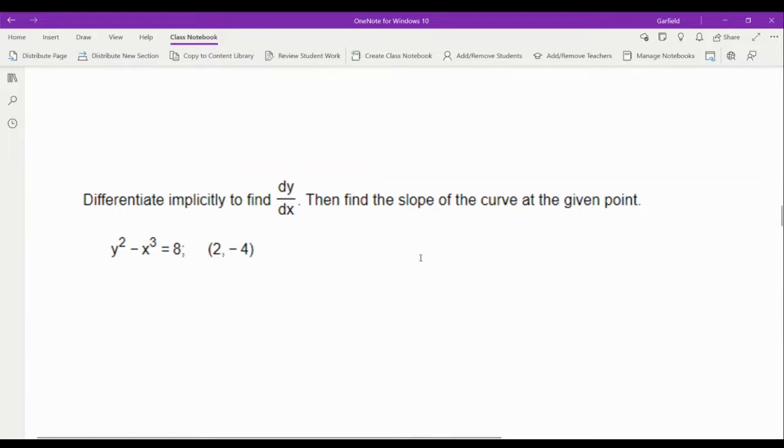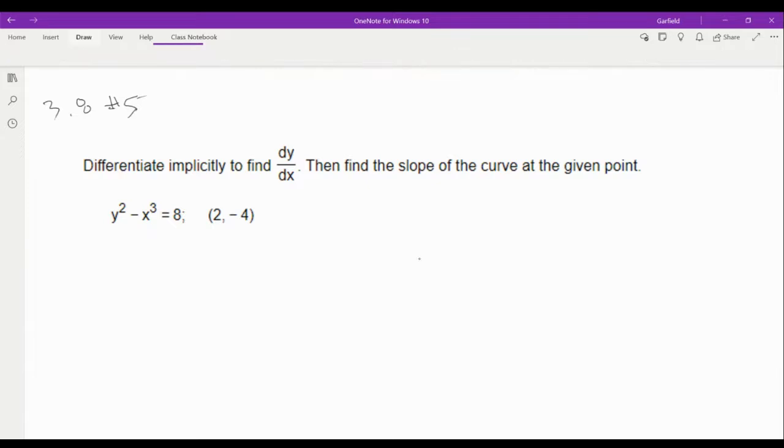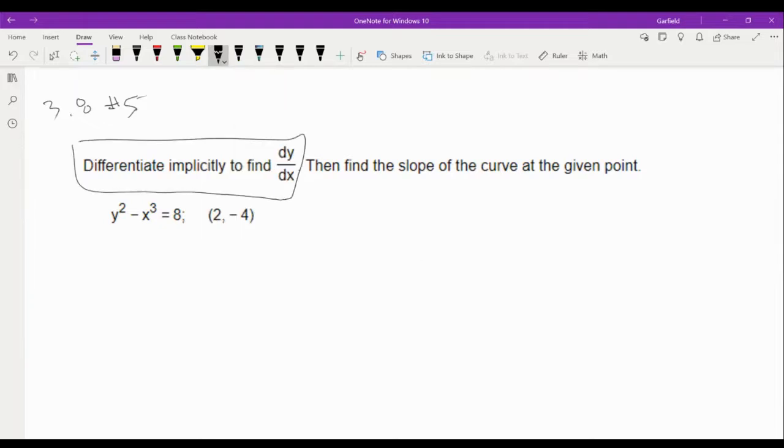We're in 3.8. It's number 5 from my MATLAB. So differentiate implicitly to find dy by dx, then find the slope of the curve at the given point. We're going to do the slope. It's like a two-part question. First, we're going to find the derivative. And then, so it's like part A and then part B, then find the slope.